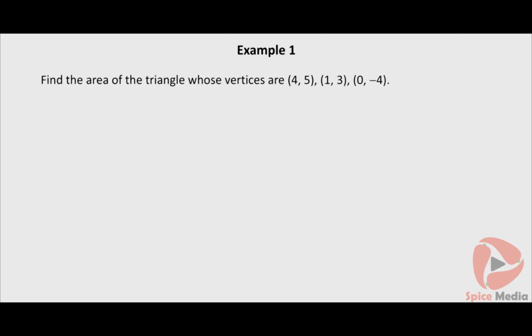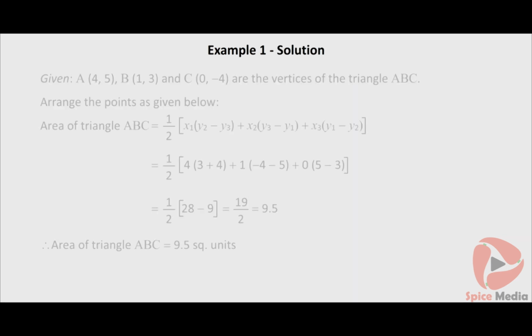Example 1. Find the area of the triangle whose vertices are (4, 5), (1, 3), (0, minus 4). Click on the solution button to view the solution.